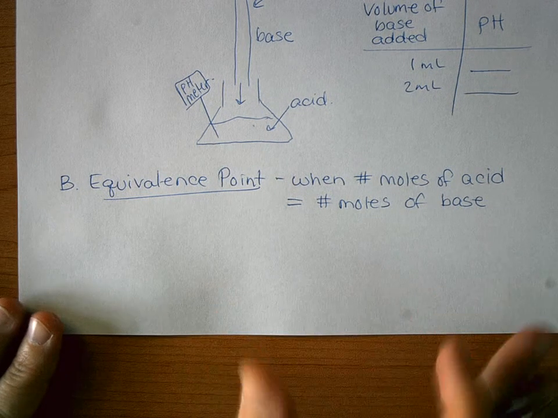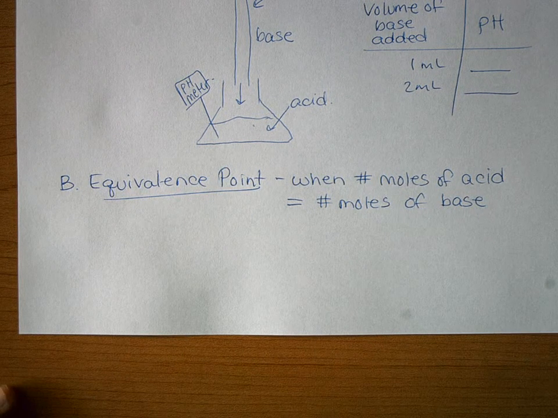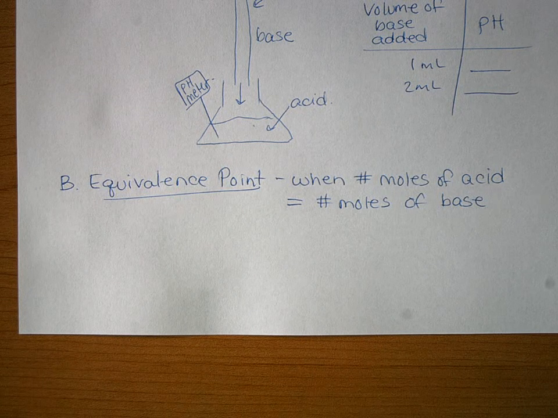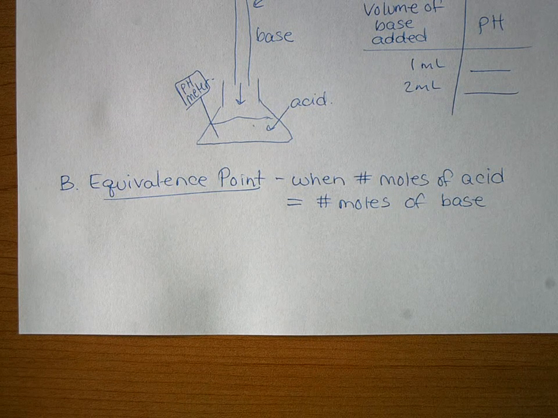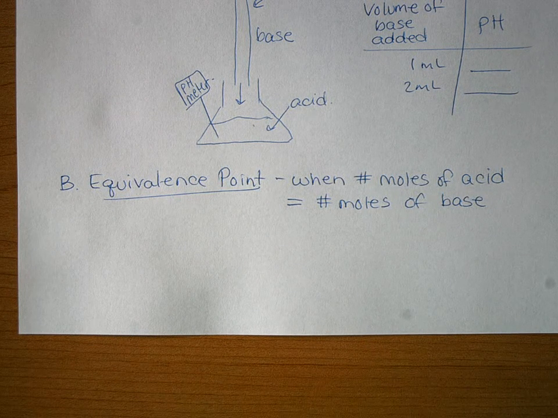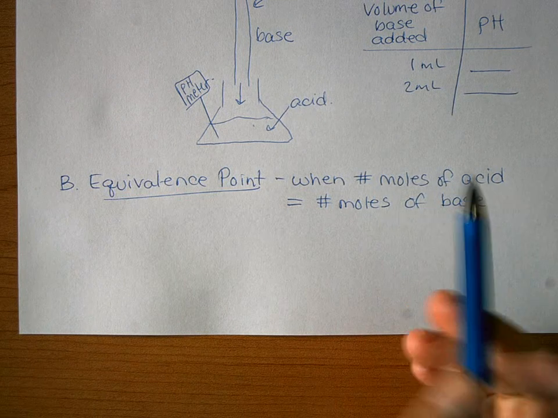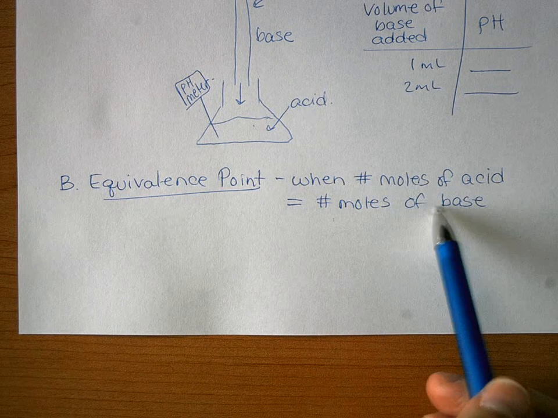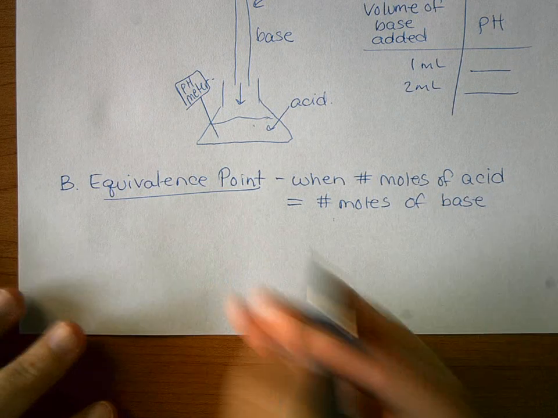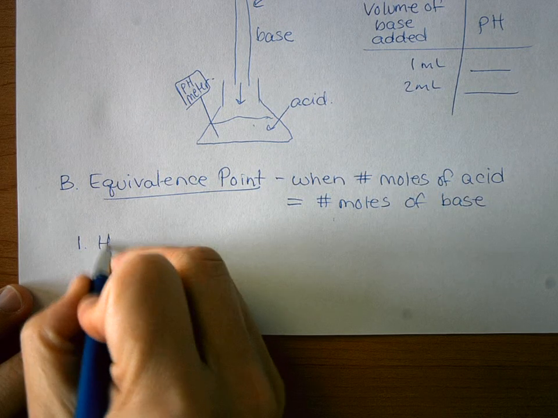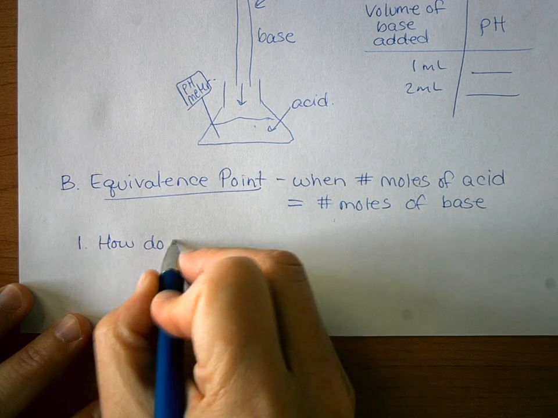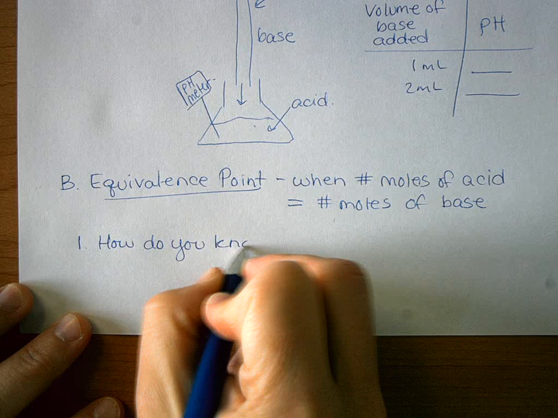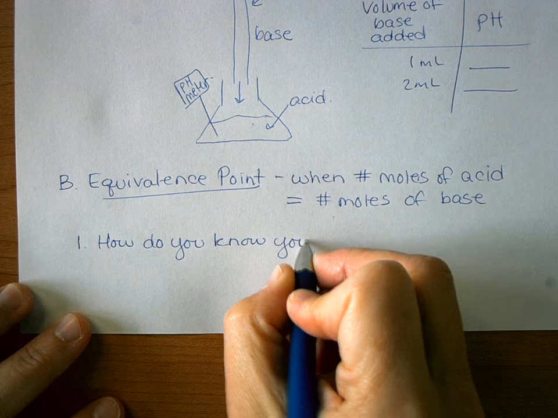And there's a couple different ways that you can tell. Experimentally and even mathematically, as we go through the problems, you'll see when you reach the equivalence point in your calculations, you have the same number of moles of acid as you do moles of base. Now, we'll say number one, how do you know you've reached it?